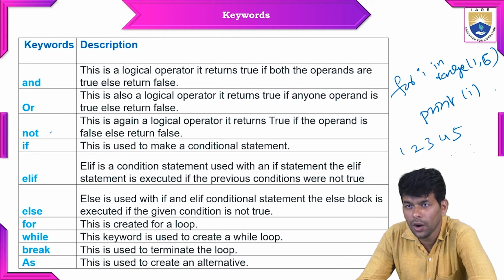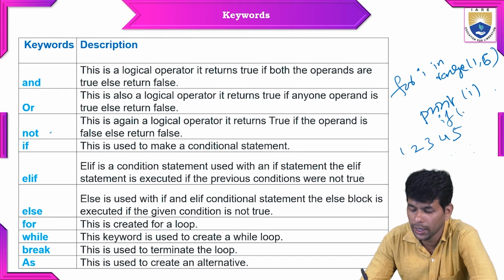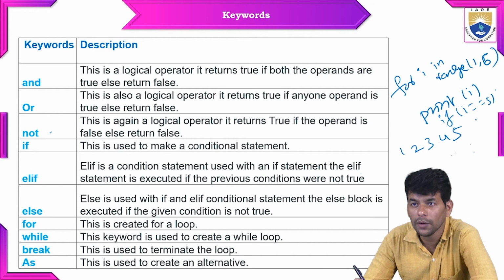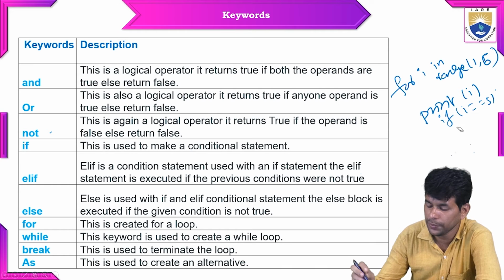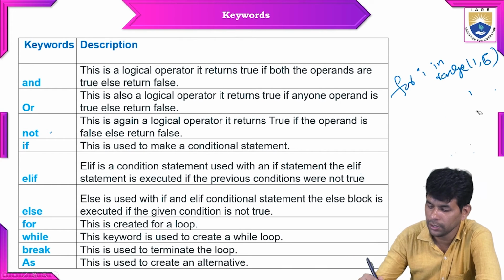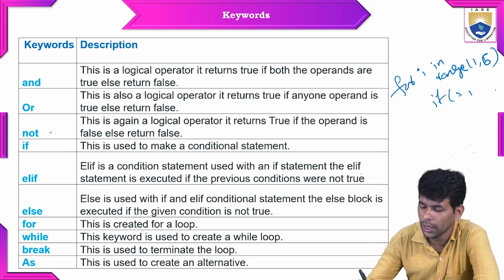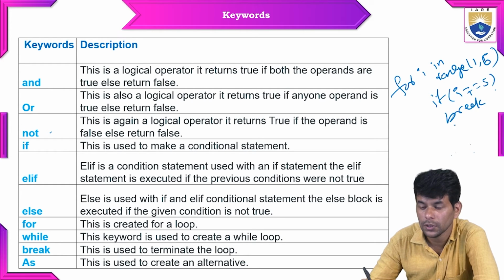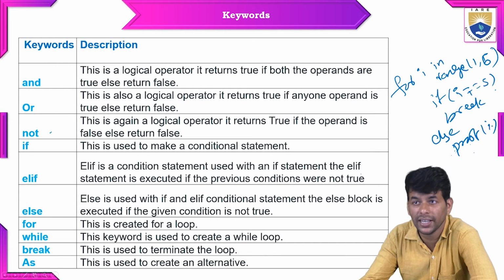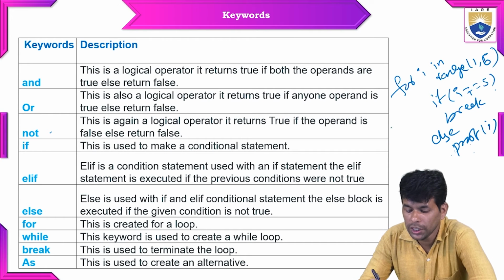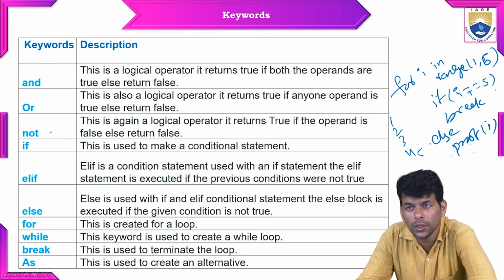Then what I have to do is, if the value becomes 5, I don't want to print it. Is that clear? So I will write: if i equal to 5, break, else print(i). Without the break, the output would be 1, 2, 3, 4, 5.